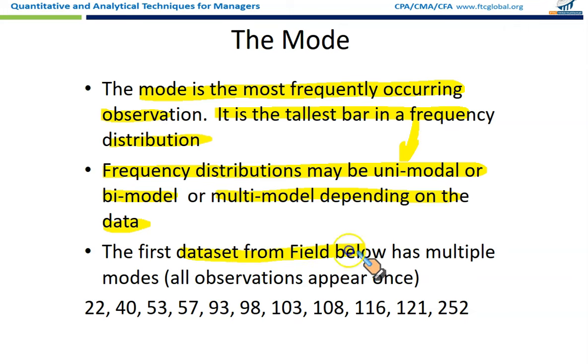The data set from earlier has multiple modes. Why? Because as the data set shows, it looks like there is no mode because every number shows up only once. So there is no clear favorite. Each number is like a different flavor of ice cream that only one kid likes. So there is no winner for the most popular. And so we may say that all observations are modes, so multiple modes.